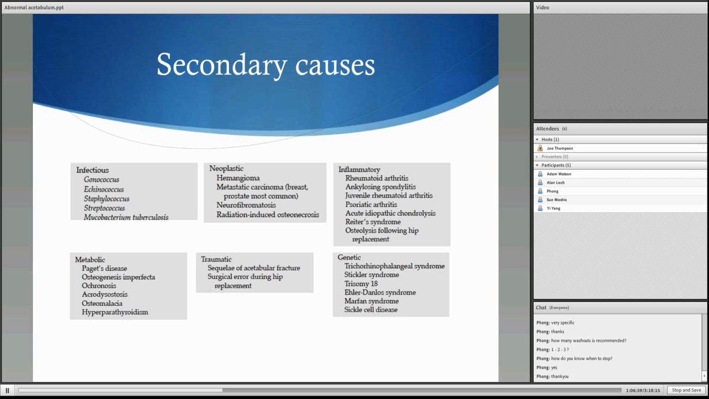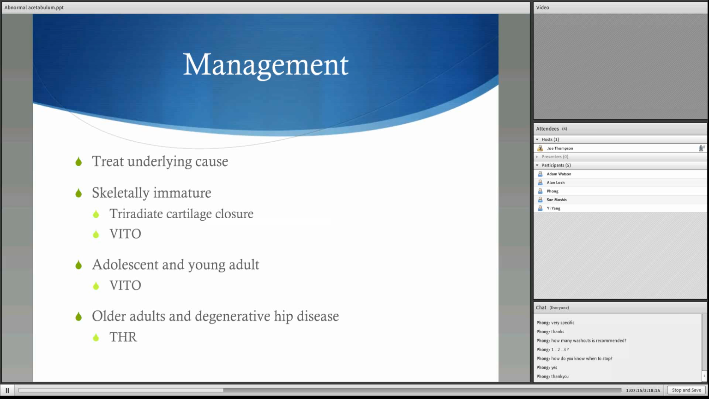Etiology, there's many secondary causes of protrusio, and primary protrusio is really uncommon, and it's actually a diagnosis of exclusion. It occurs in about 15% of patients with rheumatoid inflammatory arthritis and 33% of patients with ankylosing spondylitis. There are a number of secondary causes, and that's a list that I've got from one of the review papers. Inflammatory causes, rheumatoid arthritis and ankylosing spondylitis is common. Obviously, neoplastic lesions in the acetabulum can cause weakness of the wall and cause protrusio.